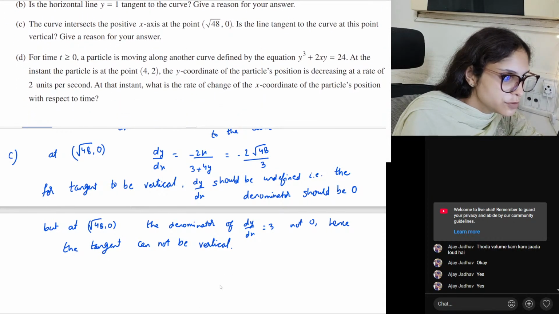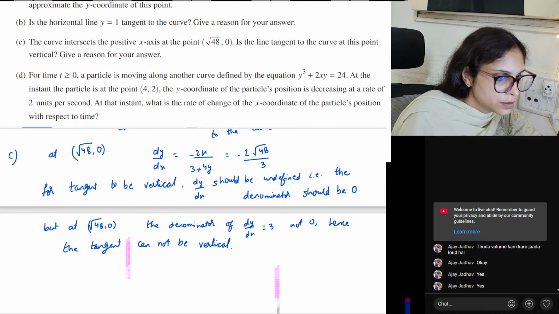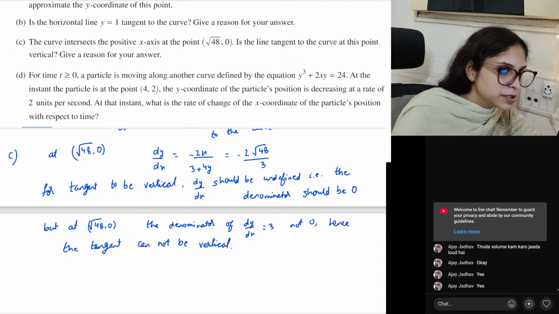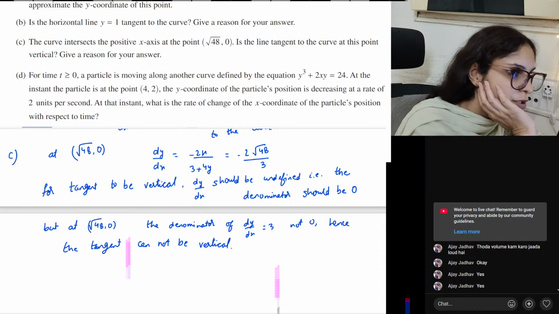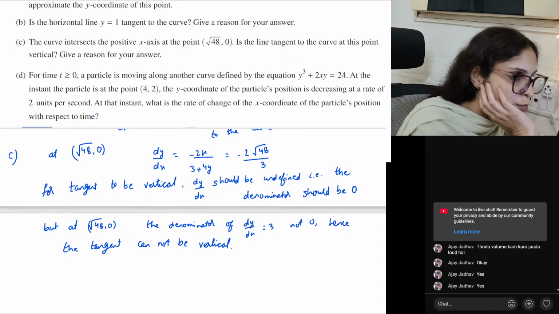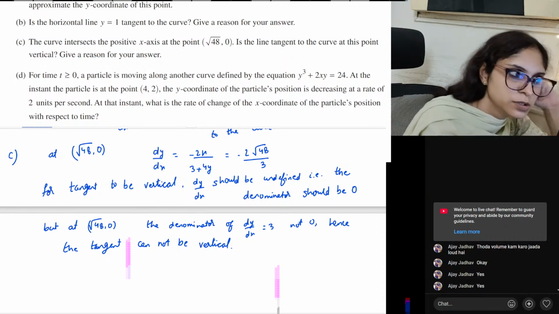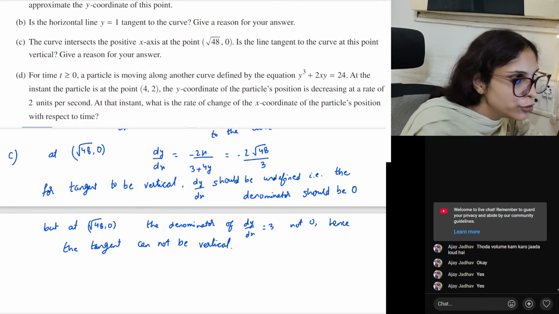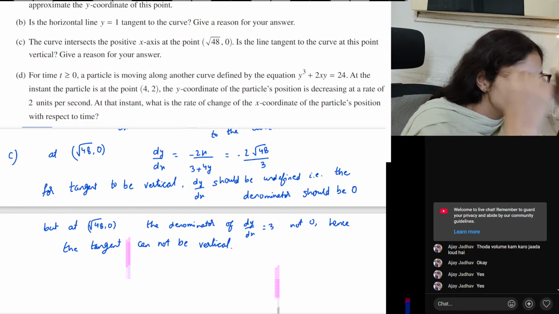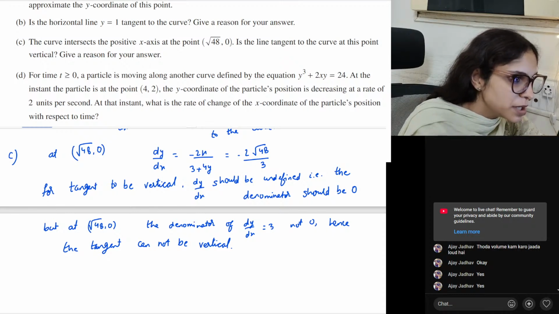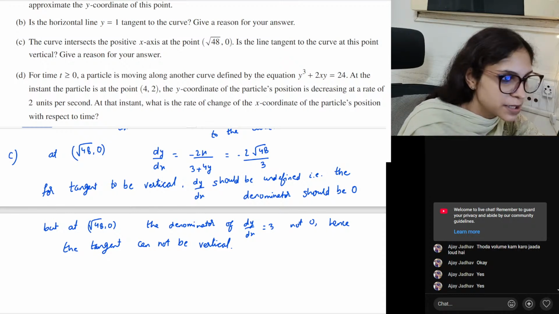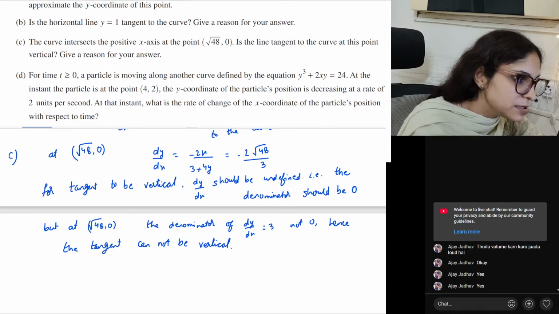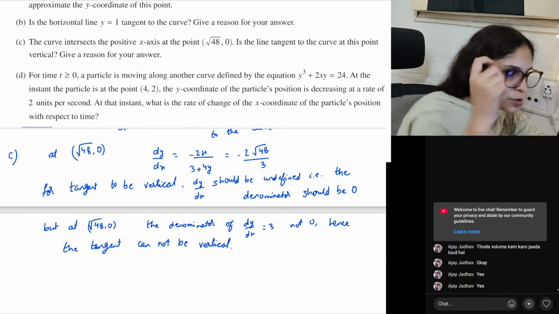There's one more part for question number 5. For time t greater than or equal to 0, a particle is moving along another curve defined by the equation y cubed plus 2xy is equal to 24. At the instant the particle is at the point 4, 2. So 2 times 4 times 2 is 16, 16 plus 8 is 24. Yes, it does work. The y coordinate of the particle's position is decreasing at a rate of 2 units per second. Decreasing, that means it is negative. At that instant, what is the rate of change of the x coordinate of the particle's position?